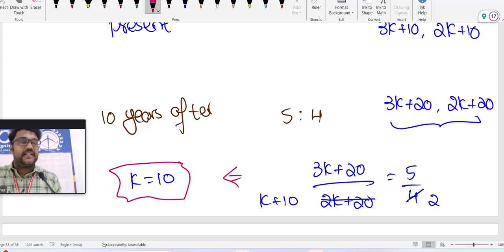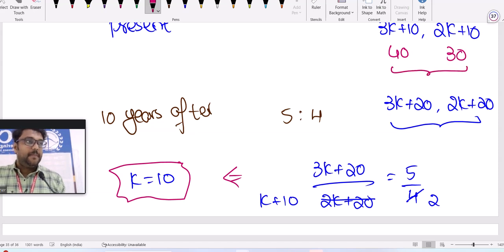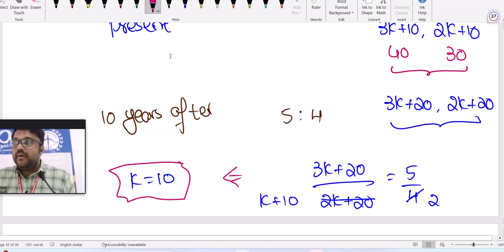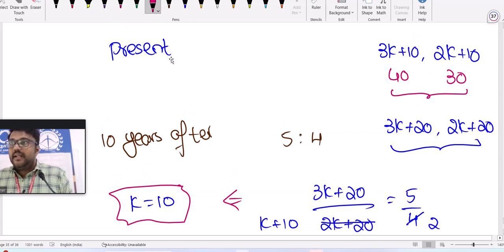Now they're asking present age, right? K value 10 means this is 40, this is 30, 40 plus 30 means 70. Present age summation. Okay, at least we recommended this one. We are not able to understand that ratio related.